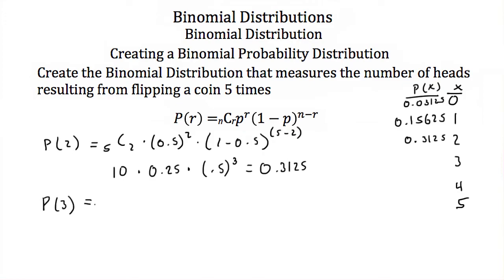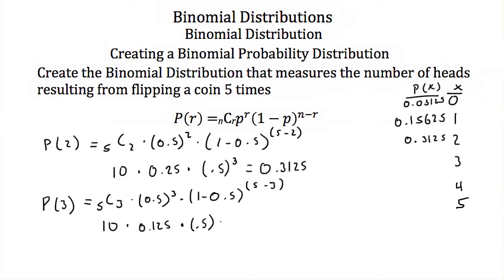Now the probability of getting 3 heads. That's equal to 5 choose 3 times 0.5 to the 3rd power times 1 minus 0.5 to the 5 minus 3 power. Now 5 choose 3, or how many different combinations of 3 items out of 5 can I choose? That's equal to 10. 0.5 cubed, that's equal to 0.125. And that's multiplied by 1 minus 0.5, so 0.5, to the 5 minus 3 power, or squared. This is all equal to 0.3125.